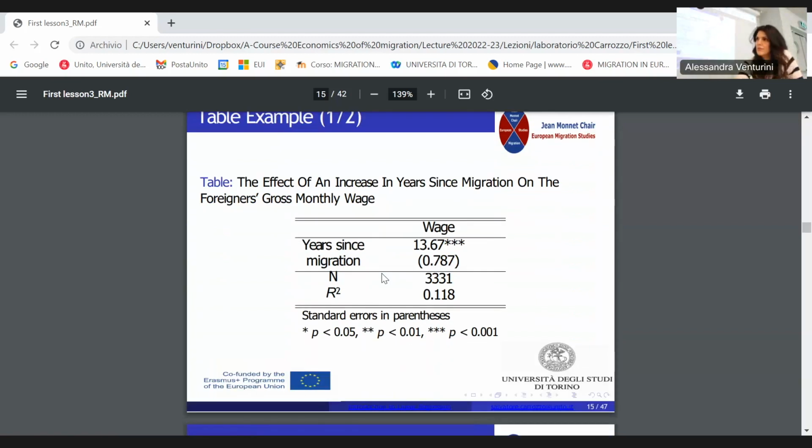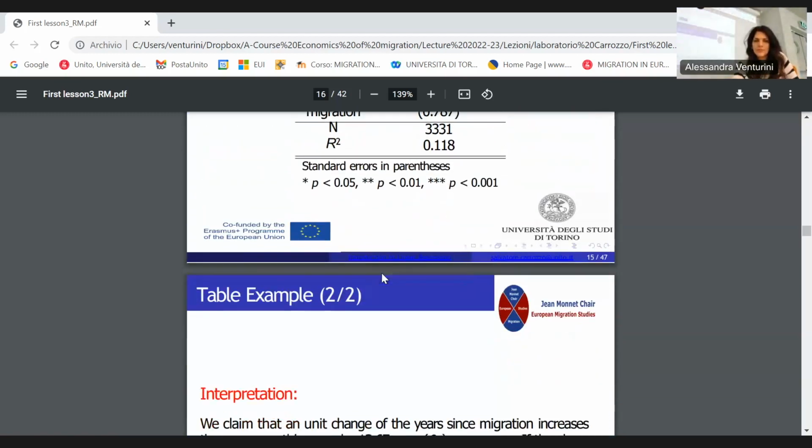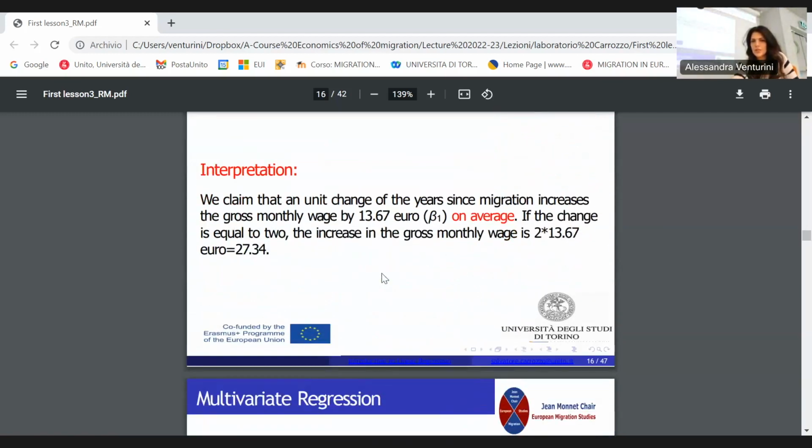Okay. 10% is not bad. 10% of the variation of wage is explained by years of migration. So it is very significant. So for every year, 30 euros. Yes, each 1 year, 30 euros on wage. Okay. So this is the interpretation.